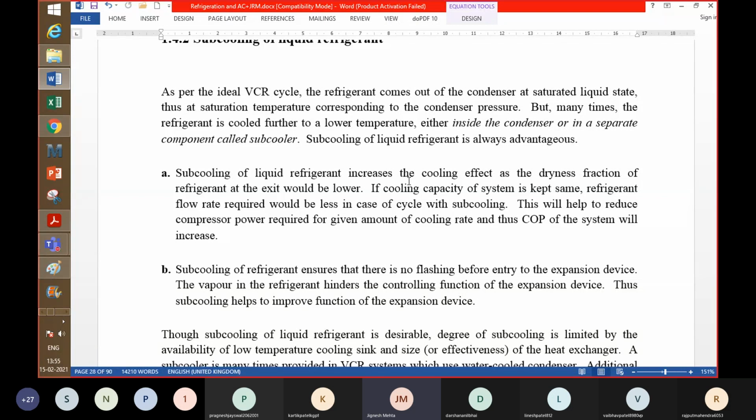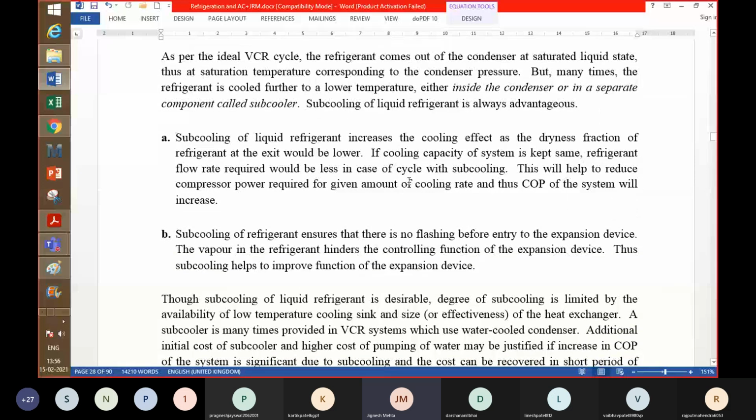Beyond a certain point it may not be possible to achieve it because your cooling media is the limit. The temperature of the liquid refrigerant can never go below the temperature of the cooling media. Rather, it will always be somewhat higher than the temperature of the cooling media. So that is the limit of subcooling that you can achieve. But whatever subcooling is possible, you can try and achieve that. It's always advantageous. How is it advantageous? Subcooling of liquid refrigerant increases the cooling effect.